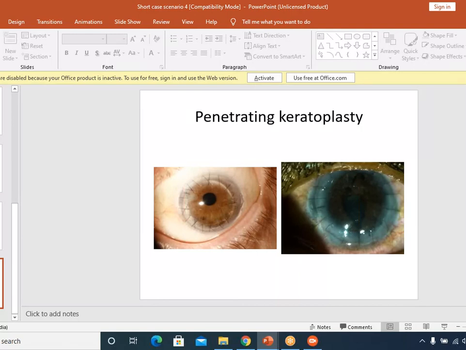In short cases, in these four short cases plus pseudophakia and aphakia can also be kept as a short case. The four short cases which we have discussed yesterday and today are corneal opacities, chalazion, chronic dacryocystitis and pterygium. These are the four commonly kept short cases in the exam. In addition to this, pseudophakia and aphakia can also be kept as a short case for you. So be thorough with these cases.